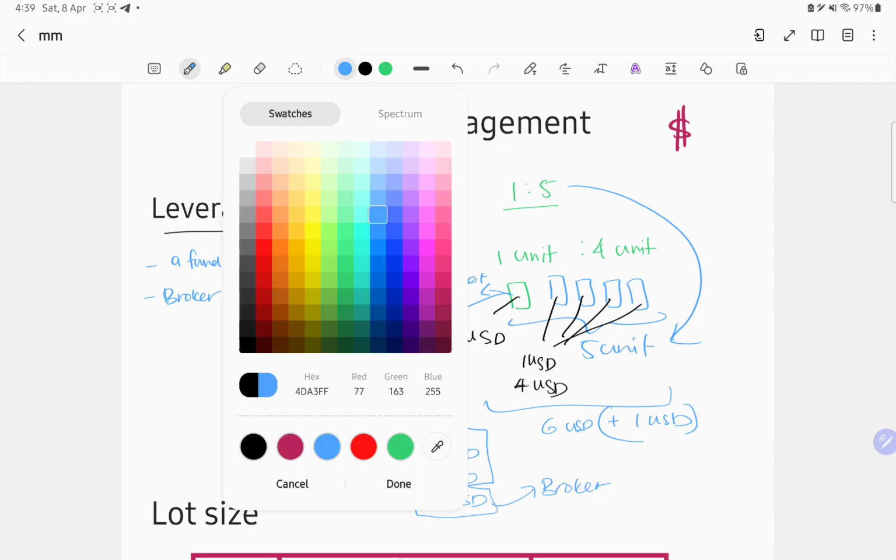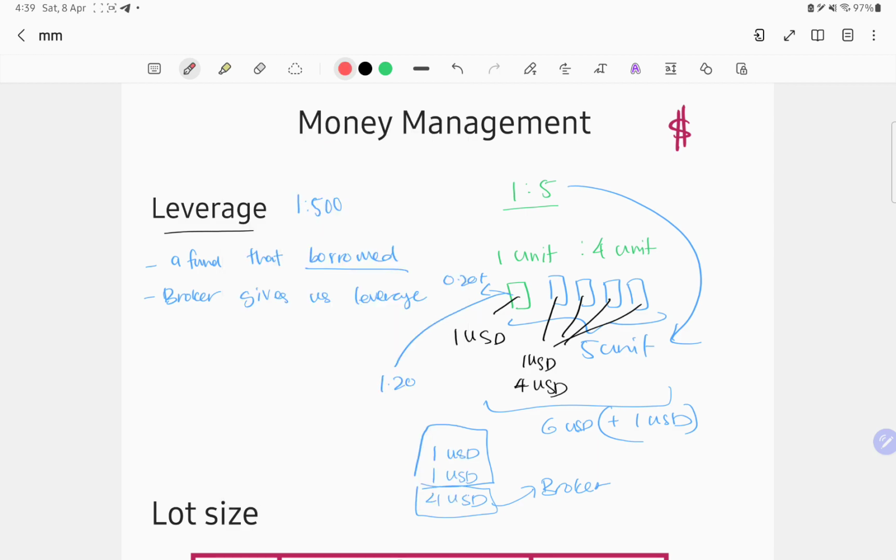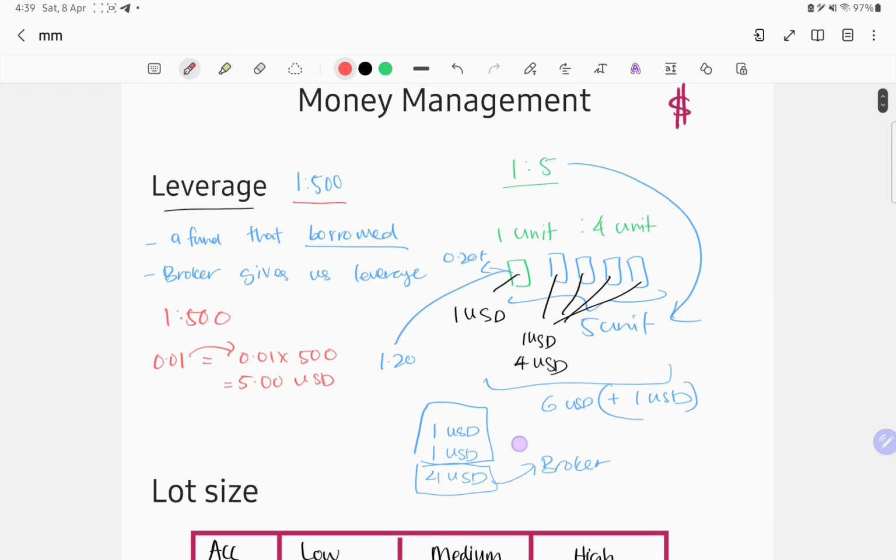The same concept we will be applying in the Forex market as well, 1 to 500. In the broker, we will be entering around 0.01, which is 0.01 times 500, so it's equal to 5.0 USD. That is why leverage trading is considered a bit risky, but if you know how to manage your money, then it will be profitable. So that's the first part, leverage.